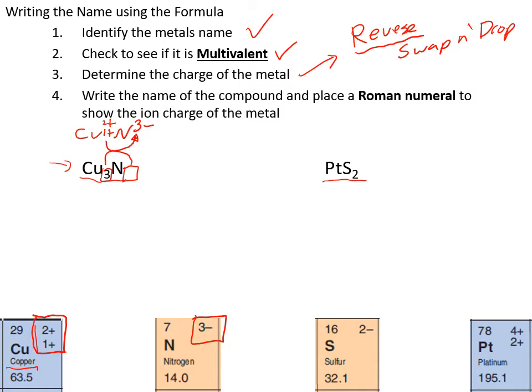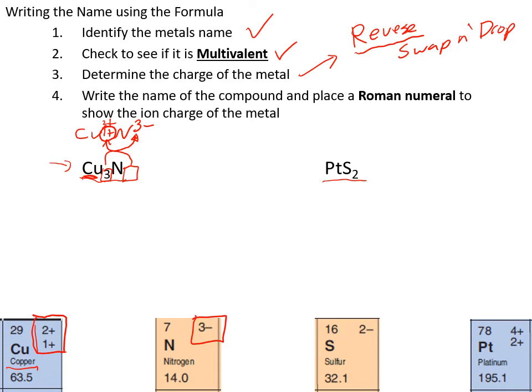So it goes up. And so since there was no change with the copper reverse swapping and dropping, there's going to be no change with the nitrogen when we reverse swap and drop. So I'm going to circle this one. So it is going to be the 1. It's going to be copper 1.